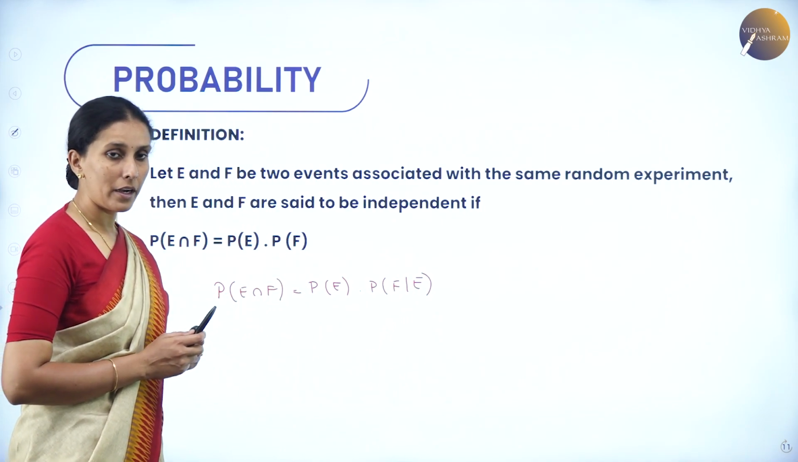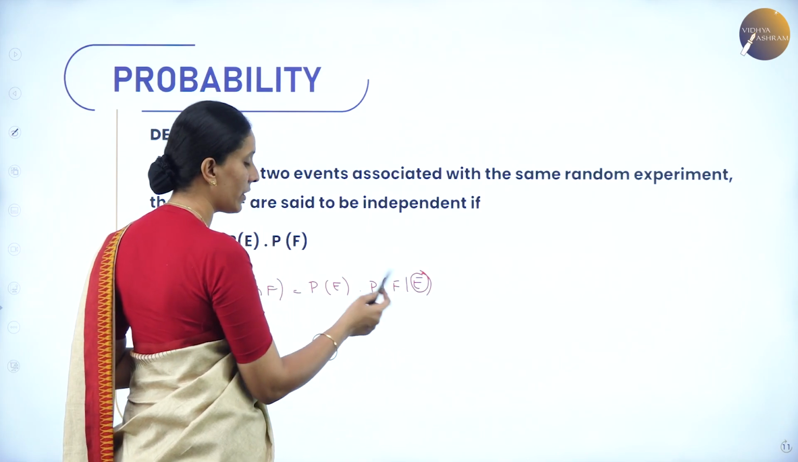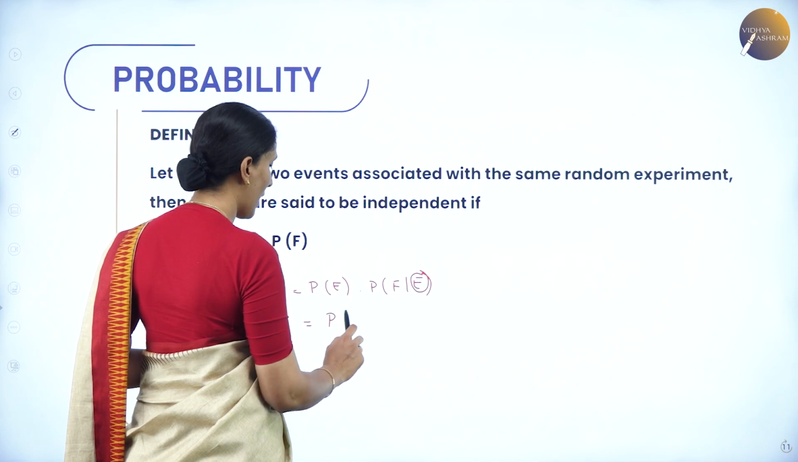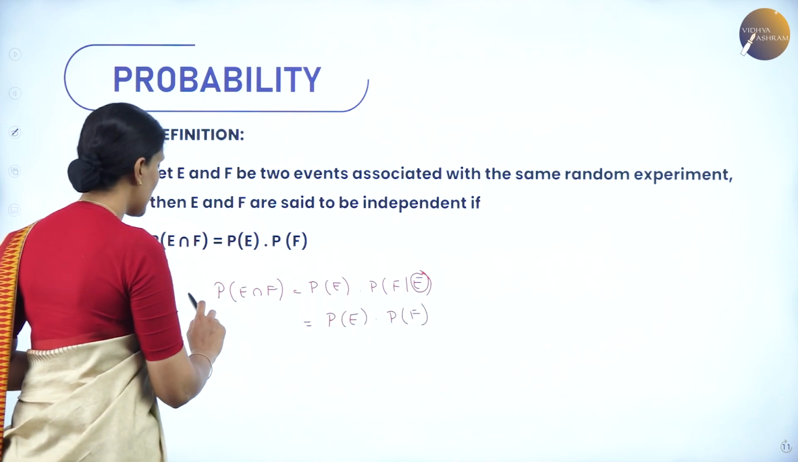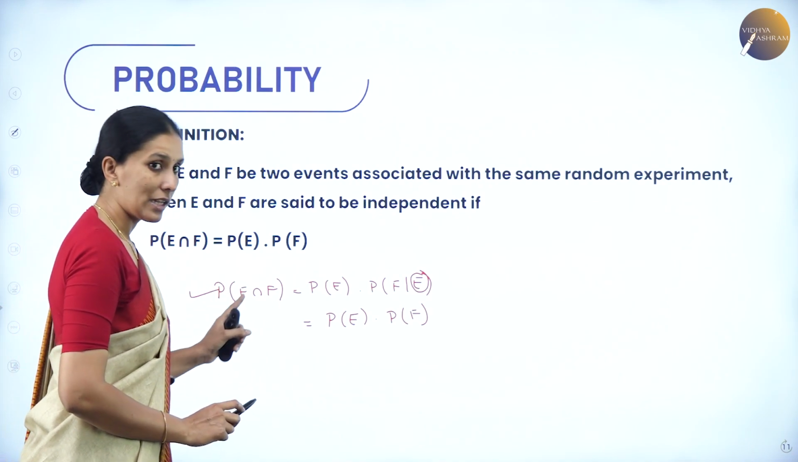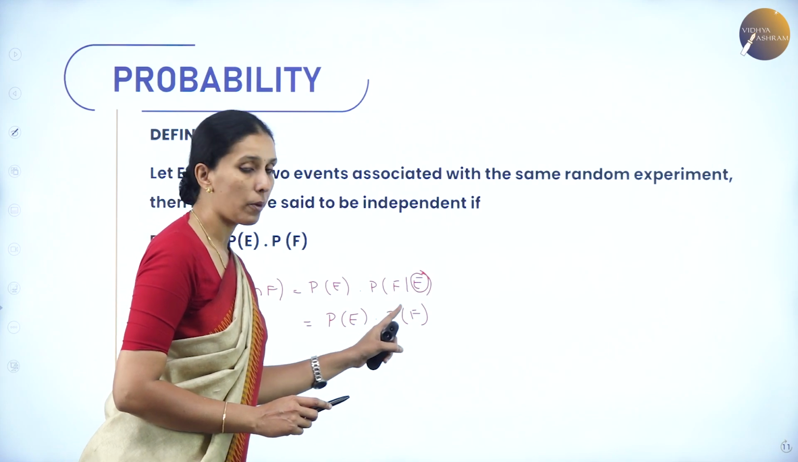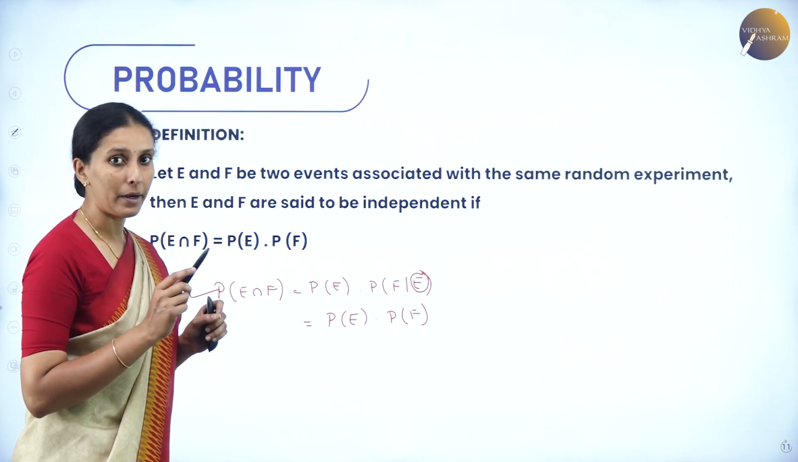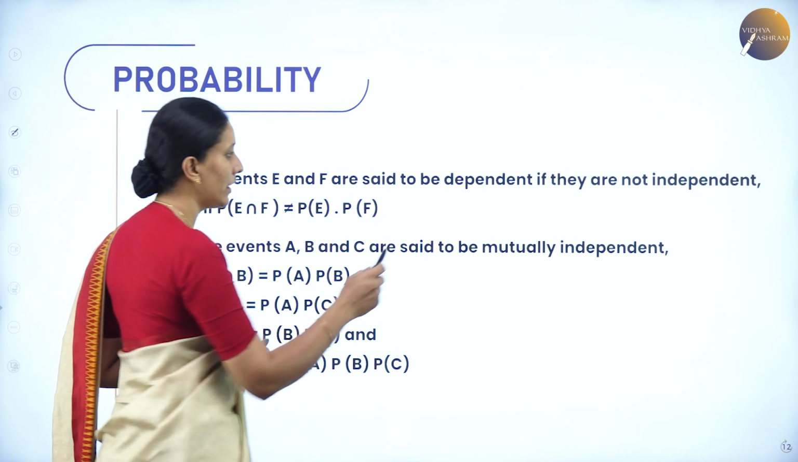Since they are independent events, the occurrence of E is not affected with respect to F, so the probability of F given E is the same as the probability of F itself. Therefore, the simultaneous occurrence of events E and F is equal to the probability of E times the probability of F, only if they are independent events. Otherwise, we'll consider them as dependent events.